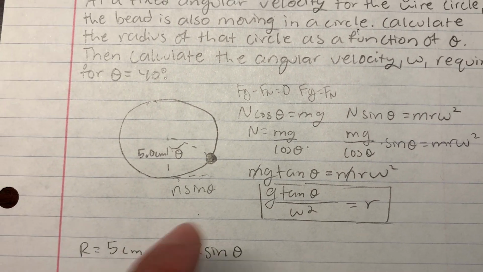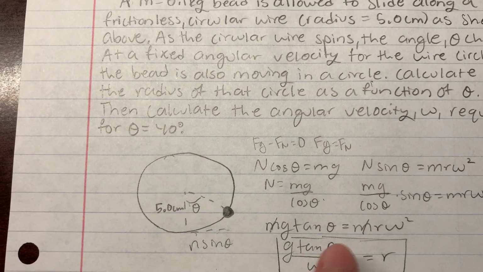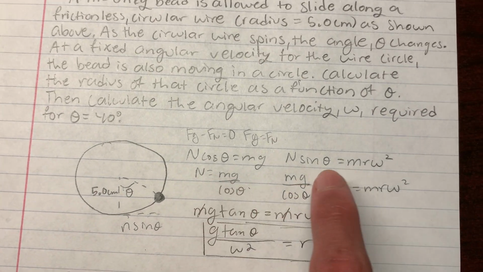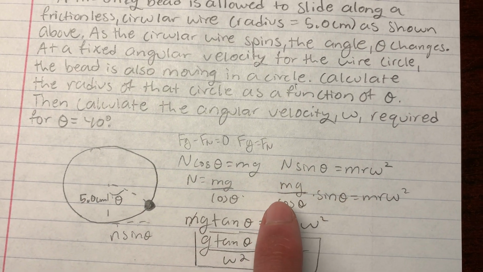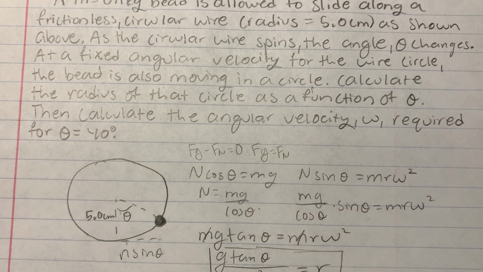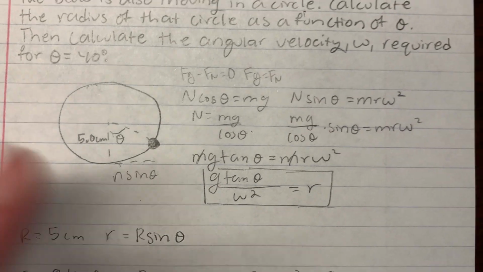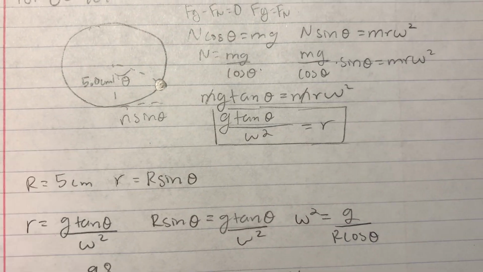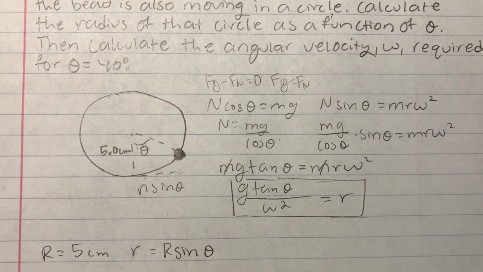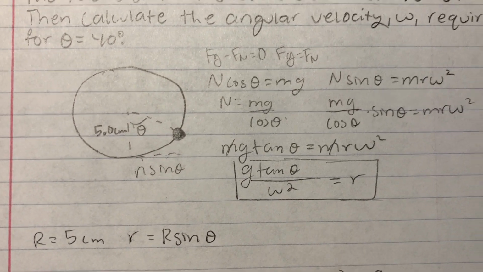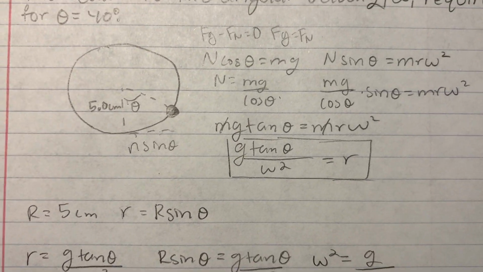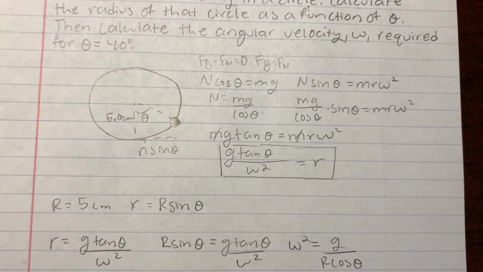And so we're going to solve for N in the first equation to get mg over cosine theta. Then we're going to plug that N into the second equation that we wrote to get mg over cosine theta times sine of theta is equivalent to mass times radius times angular velocity squared. We solve that out, mass cancels out, sine over cosine theta is tan of theta, and you solve for r, the radius, to get g tan of theta over angular velocity squared is equivalent to r, the radius, in terms of theta. So that's the answer for the first question.